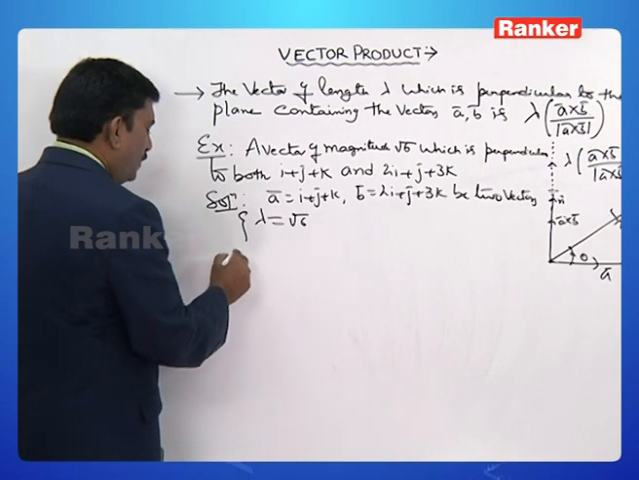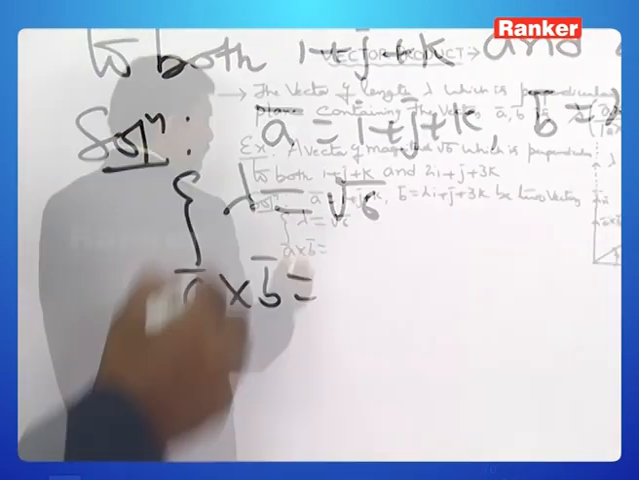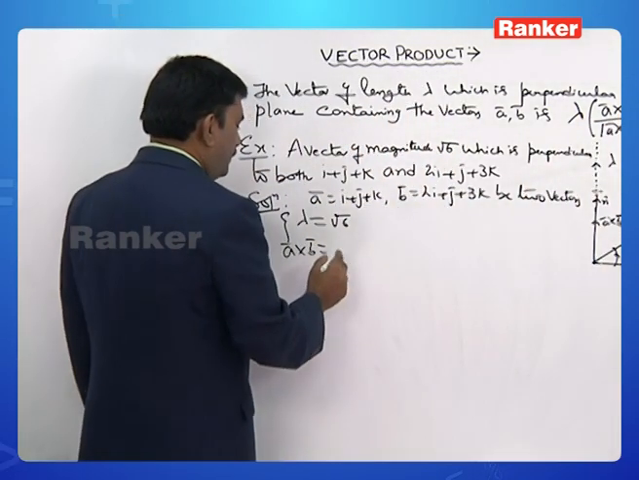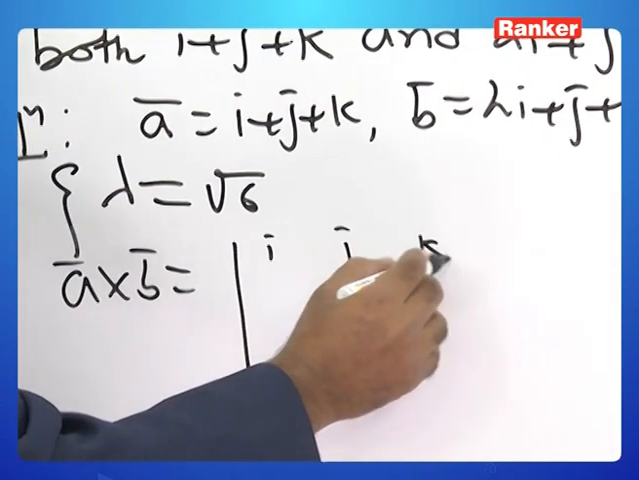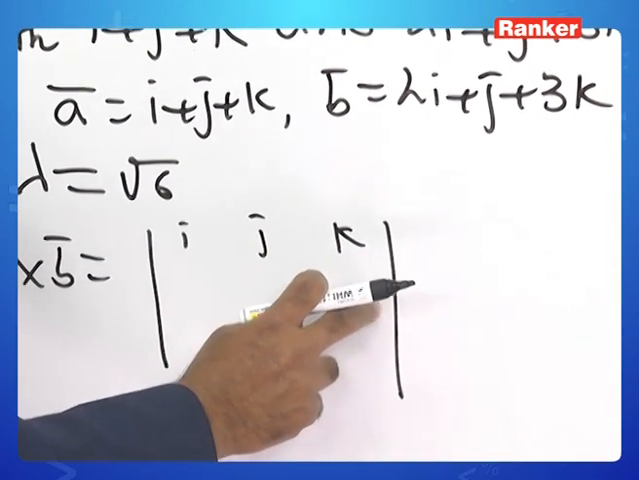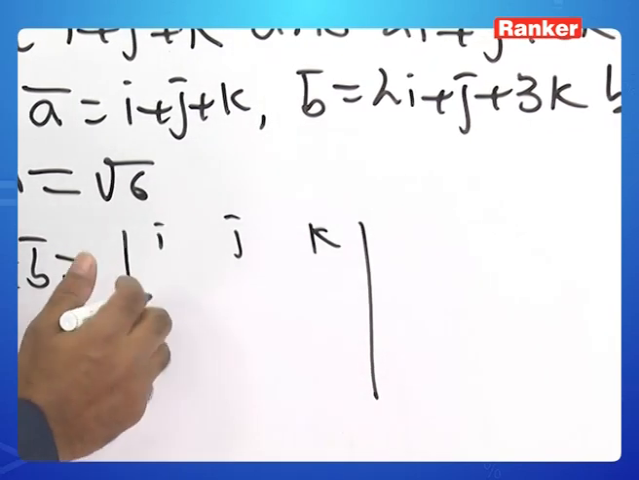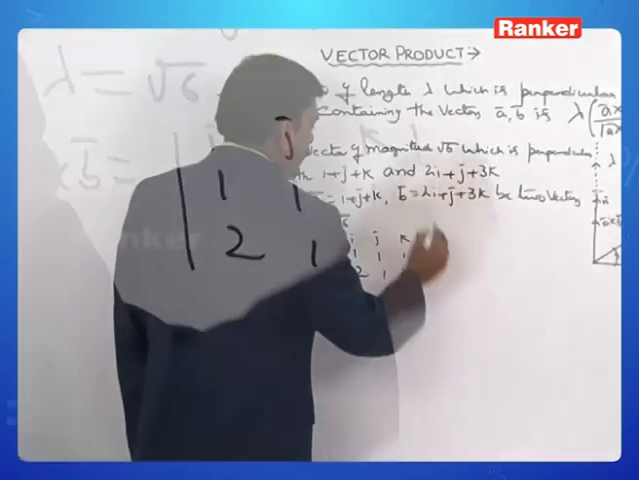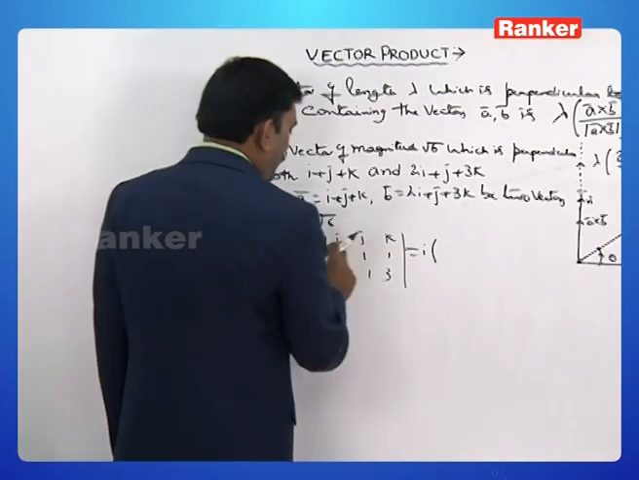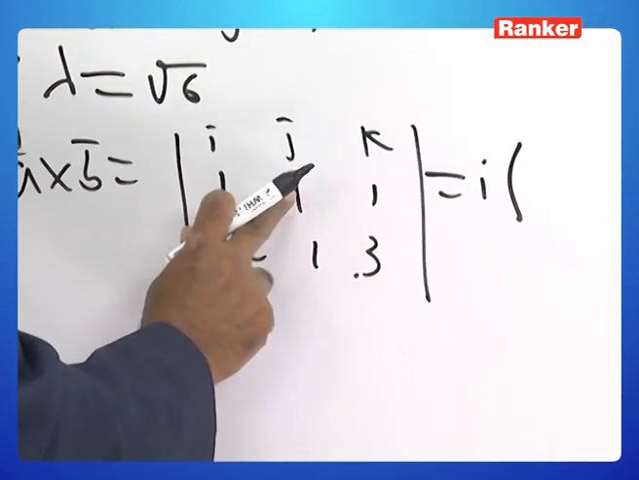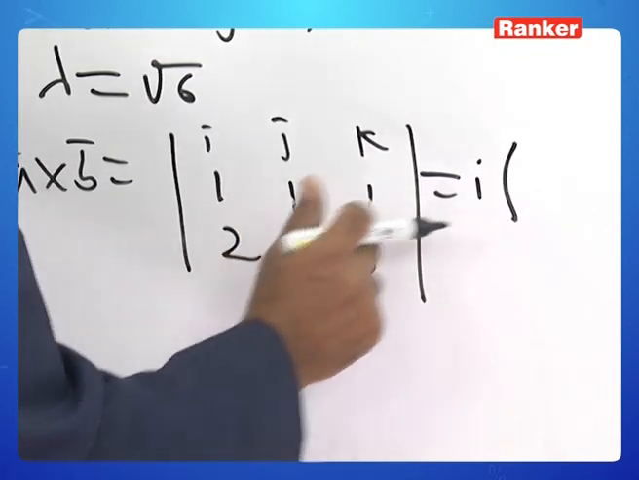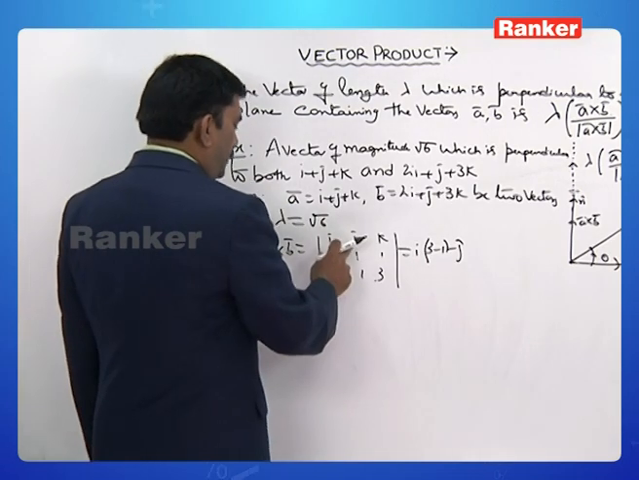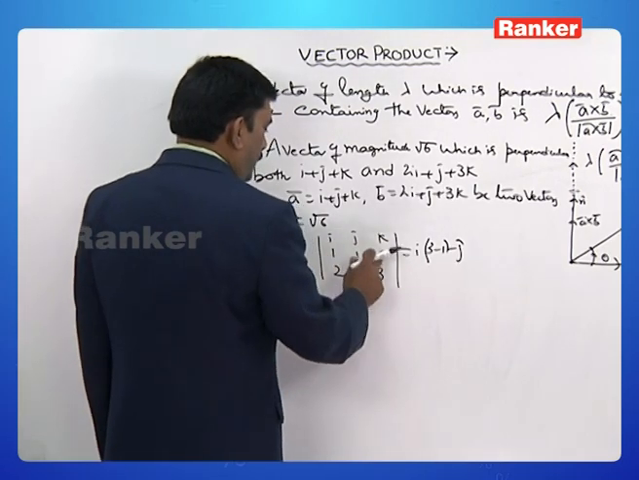Let us find out A bar cross B bar, because in this concept lambda into A cross B by modulus of A cross B, we know it. It's the determinant with rows i, j, k; A1, A2, A3; B1, B2, B3; that is 1, 1, 1; 2, 1, 3. This is i into, now leave this row, this column, that is AD minus BC, A, B, C, D. Therefore 3 minus 1, minus j into, leave this column, this row, 1 into 3, 2 into 1.